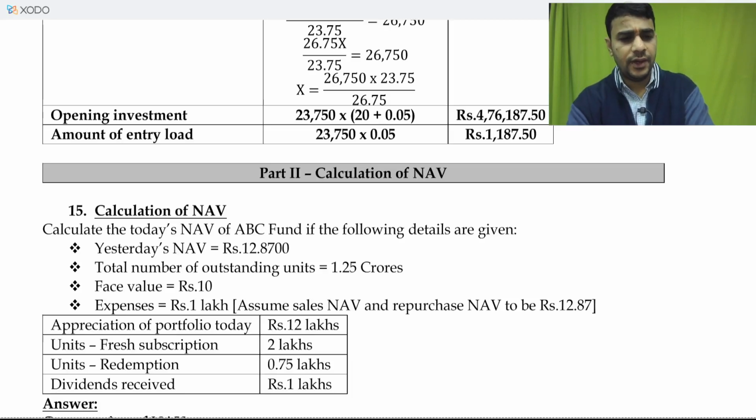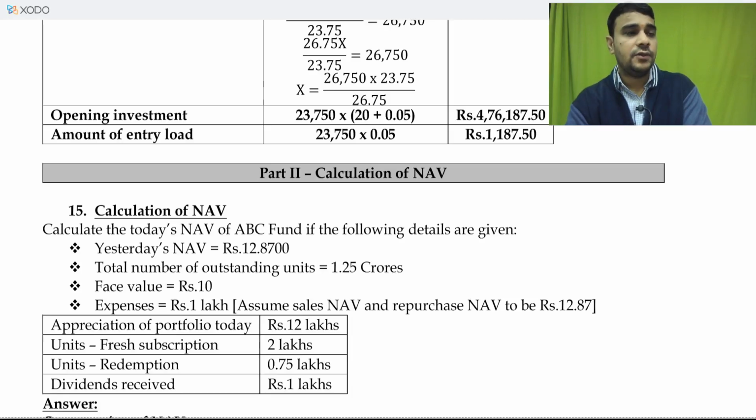Okay, we are required to calculate NAV of the ABC fund. They have not given all assets and liabilities. They have given yesterday's NAV and yesterday's units. NAV into the number of units is the net worth. So I have yesterday's net worth.